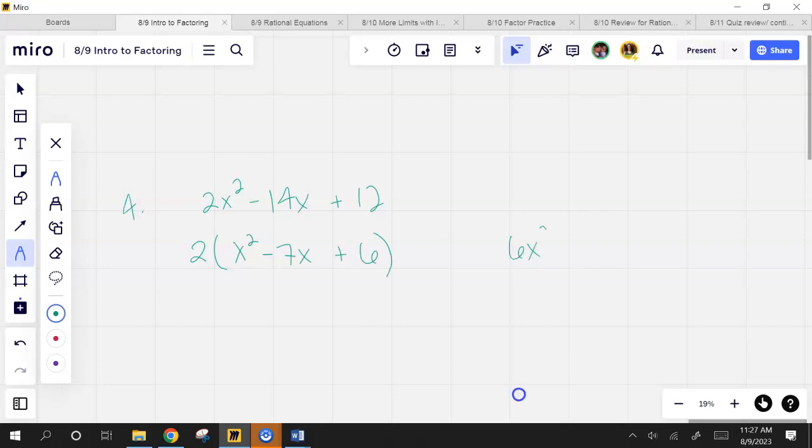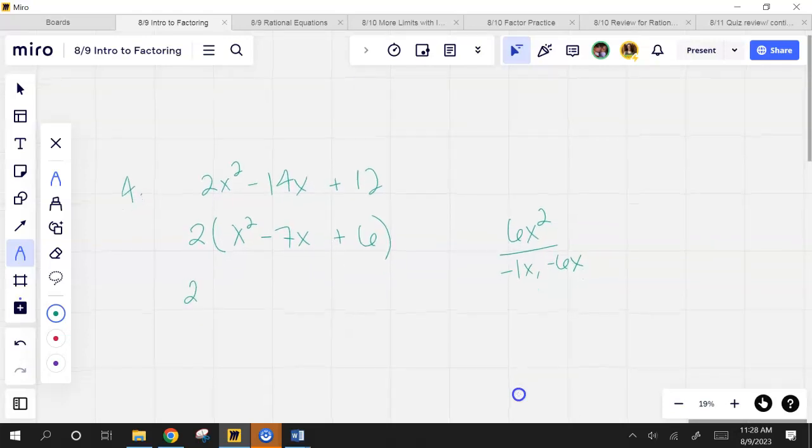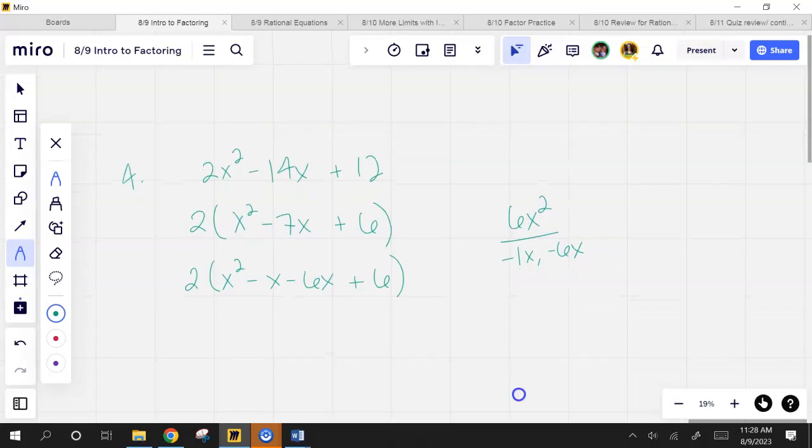What multiplies to 6x squared but adds, careful, to negative 7x? Look at you. Negative 1 and negative 6. 2 negatives multiply to a positive, right? But they add to remain a negative. So that works. So now this 2 is just trucking right along down with this problem. X squared minus x minus 6x. Does it matter the order that I write that in? No, it does not. It does not matter whatsoever.